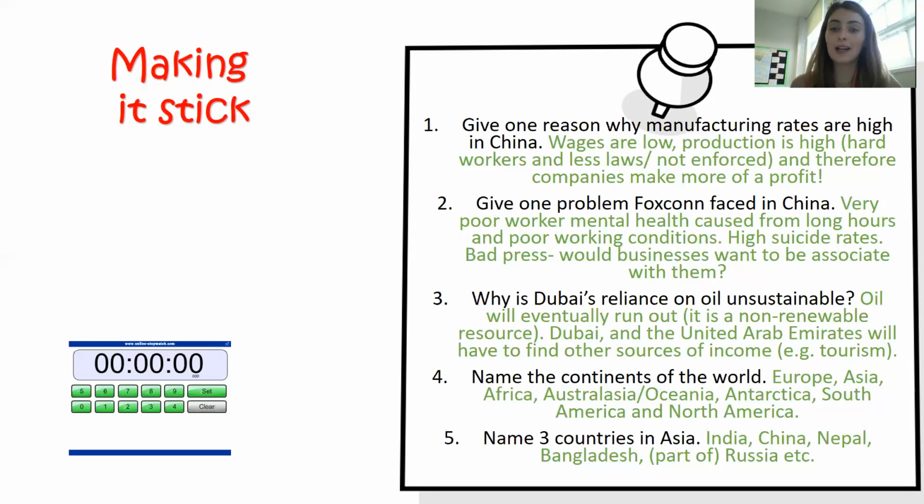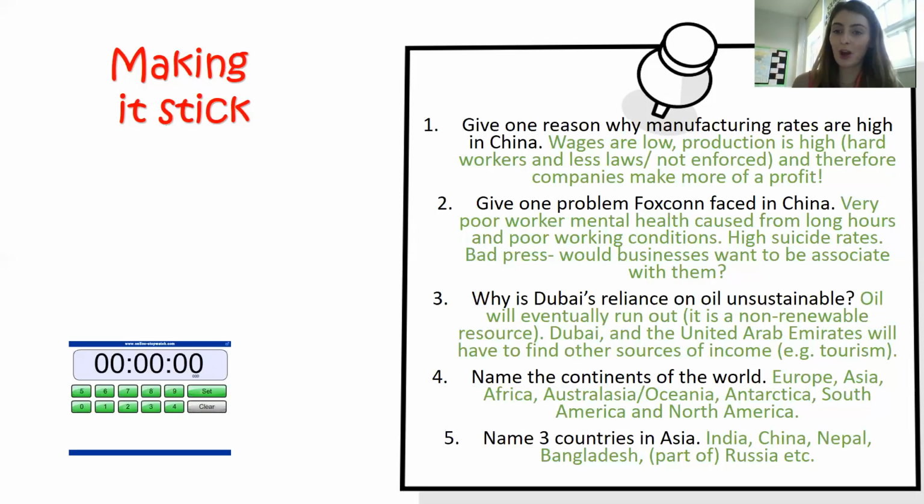Number 3, it says, why is Dubai's reliance on oil unsustainable? Well, oil's eventually going to run out. It's a non-renewable resource. Because of this, places like Dubai and the UAE need to find other sources of income to sustain their economy, for example, tourism.